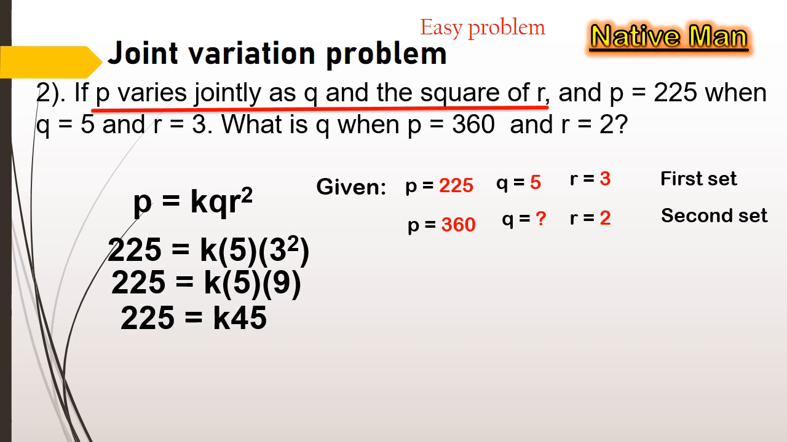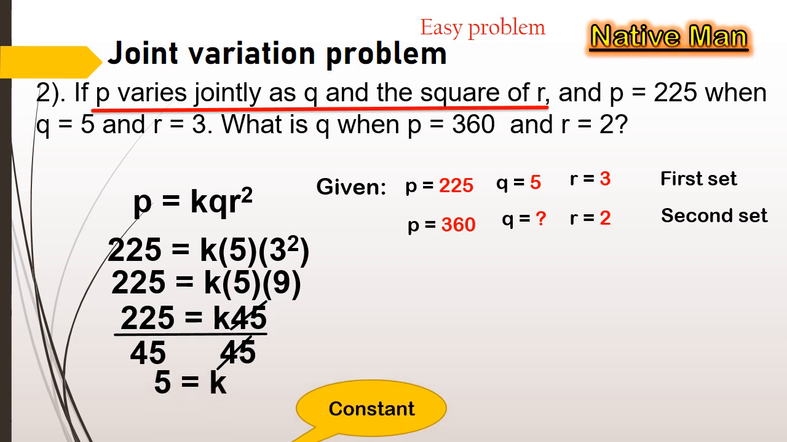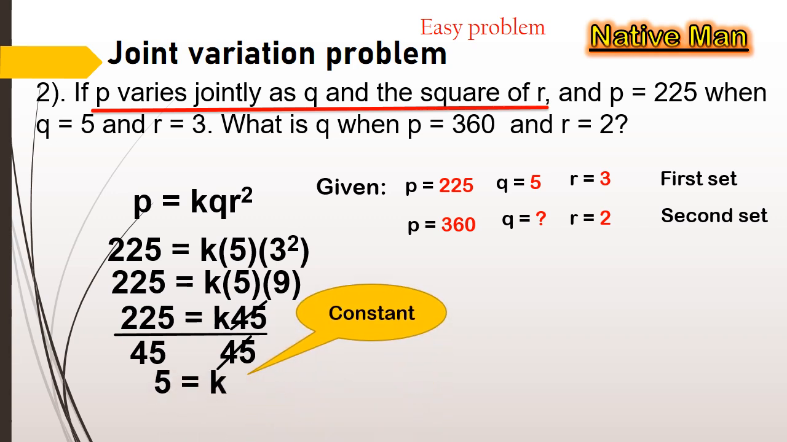Then, remove 45 by dividing 45 to both sides of the equation. So, divide by 45, divide by 45. And then, cancel 45. So, 225 divided by 45 is 5, is equal to K. And that is the constant of variation.